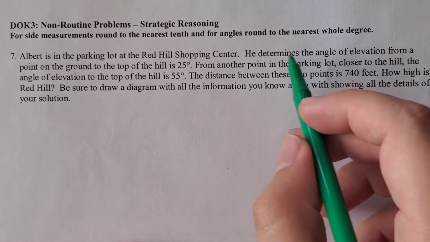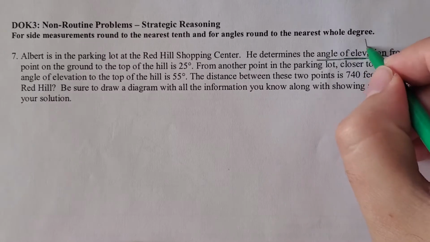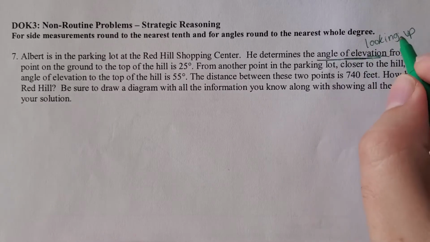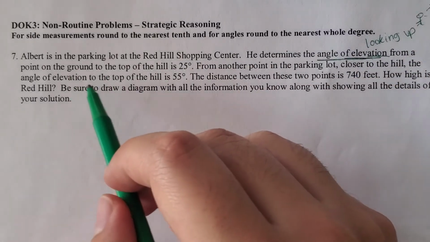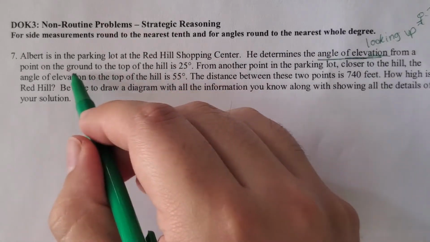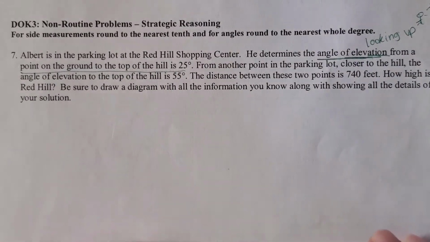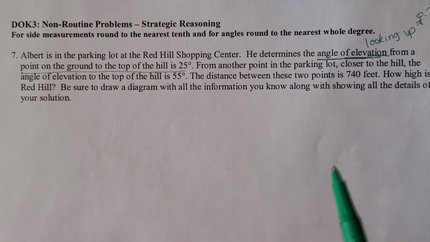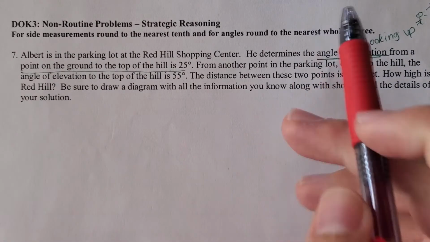Now, he determines the angle of elevation. First of all, angle of elevation means he's looking up, because of elevation. So he's facing up. If this is the guy, he's facing up. From a point on the ground to the top of the hill is 25 degrees. I was going to start drawing the picture, but let me hold off on that. Let me underline everything. Let me switch colors, because that's the first sentence.